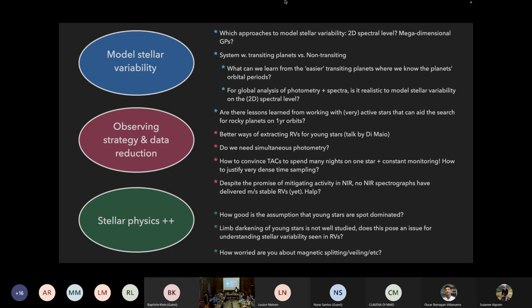I completely agree. There's one thing: hot Jupiters around young stars seem to be rare. And those would be far easier to find and to follow up. And there's just one, as far as I know. Two?